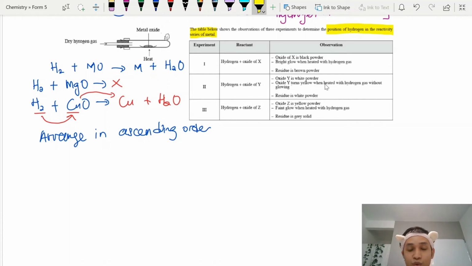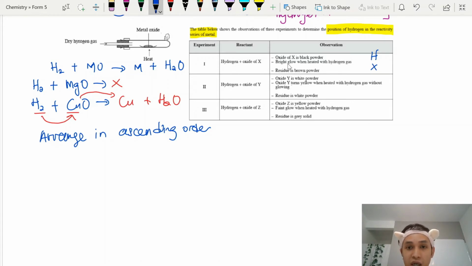First things first, in order for me to know, the first thing you always identify is whether the observation tells you there is a reaction or no reaction. So I'm going to teach you how to do this. Oxide of X is black powder, meaning before reaction it is black. After reaction it becomes brown, meaning this reaction is happening because the color changed already, right? So the reaction happens. If the reaction happens, it means your hydrogen is higher than the metal.